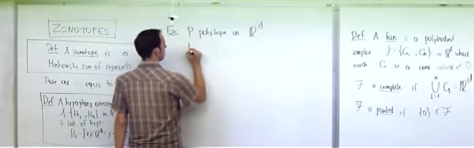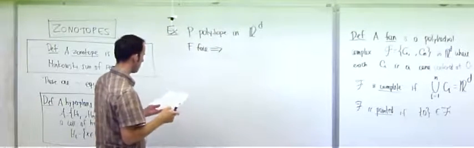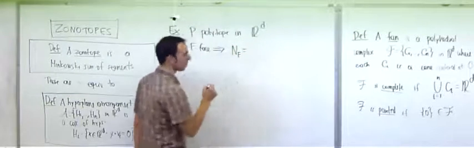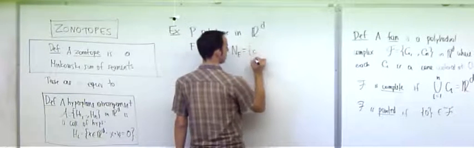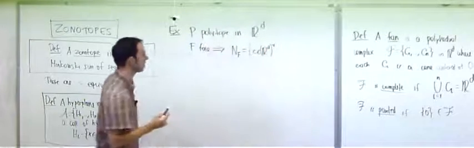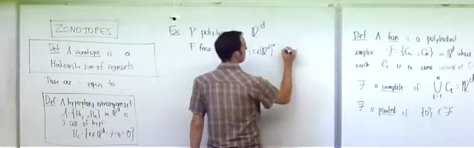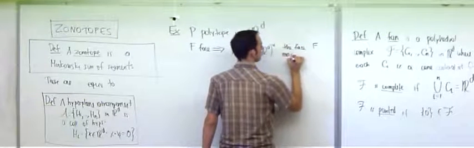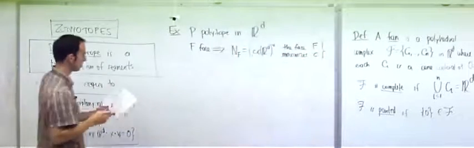Now, if F is a face, then I'm going to define the normal cone of F to be the following thing. It's the directions in R^d dual. They're the directions c such that the face F maximizes the linear function c. Okay?